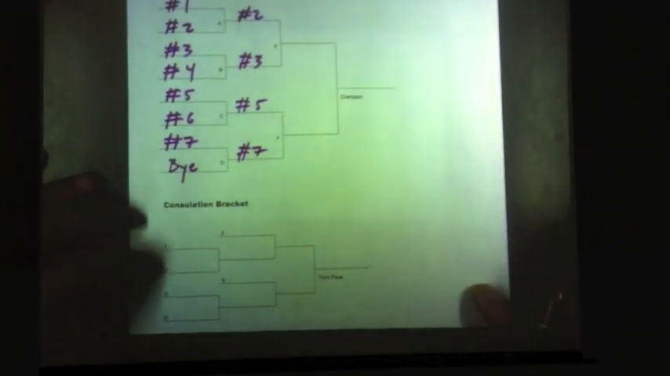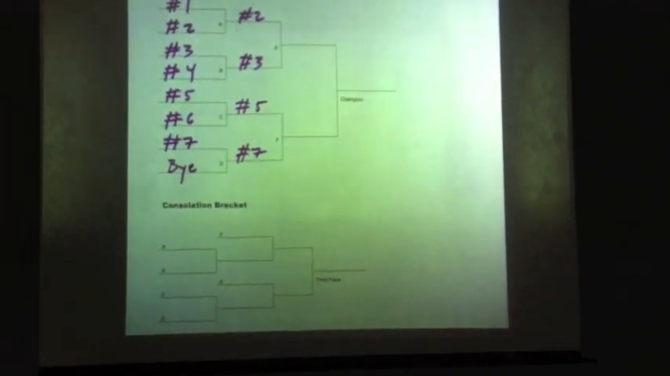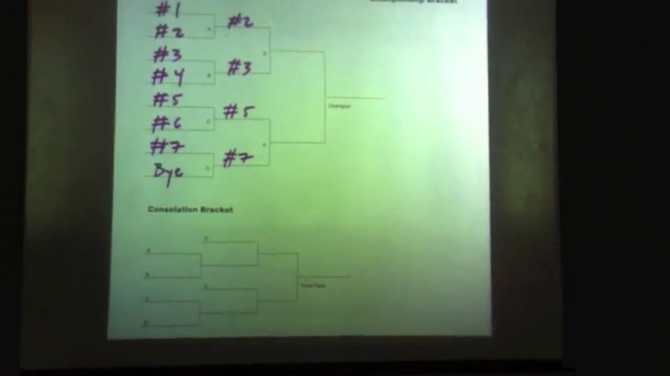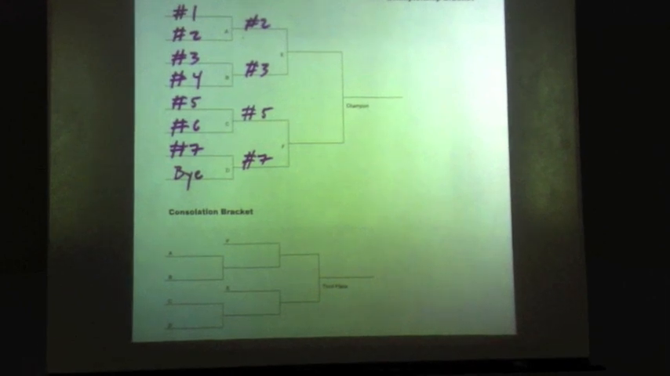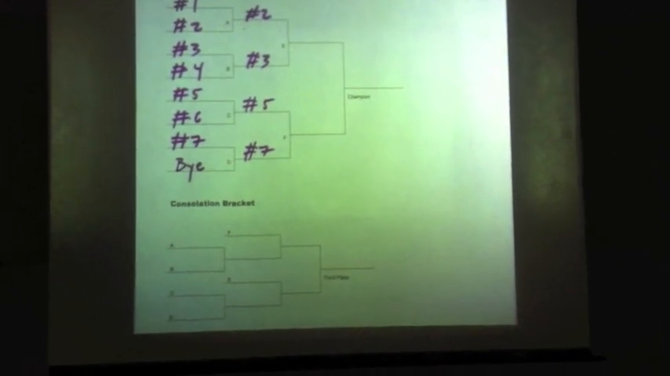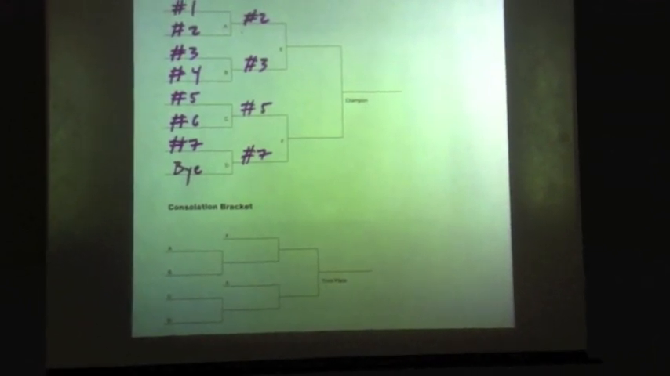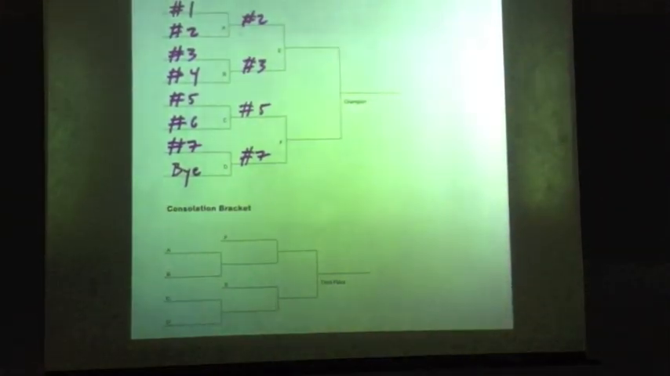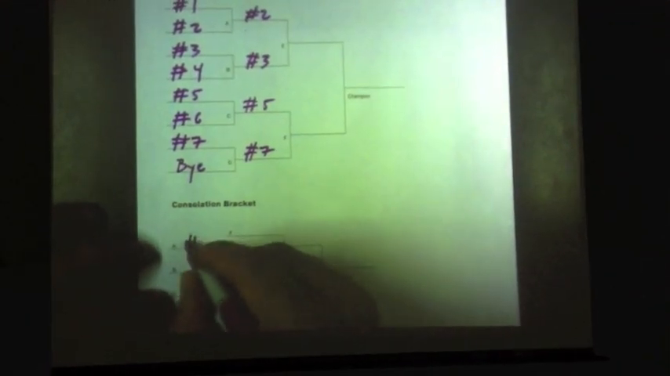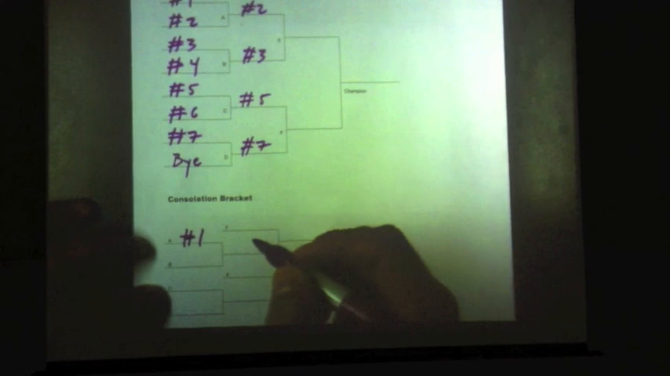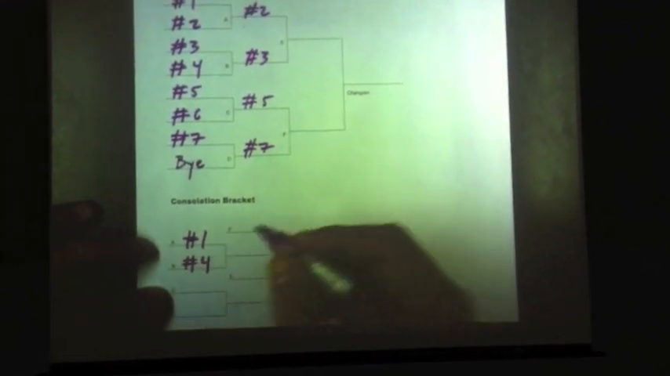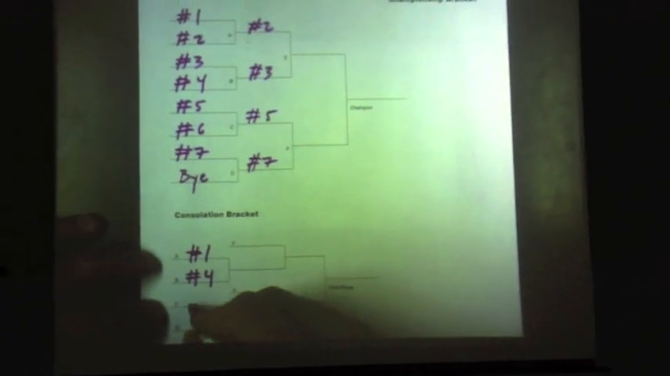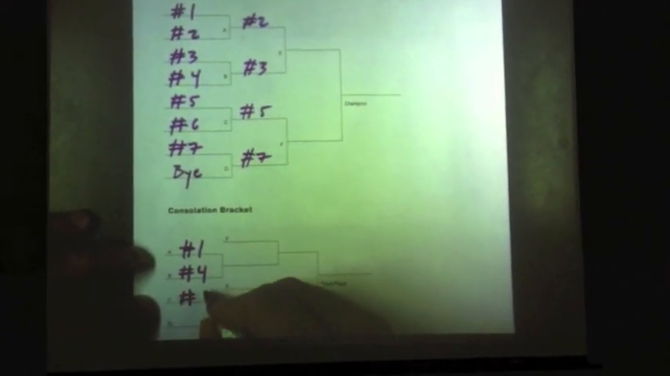All right, so here we had 7 competitors. 6 of them fought, and the losers are going to be dropped down to the consolation bracket. So I'm going to go ahead and drop those down. Number 1 lost to number 2, so he's going to go down in the first spot here. All right, number 4 lost to number 3, so he's going to be dropped down here. Number 6 lost to number 5.